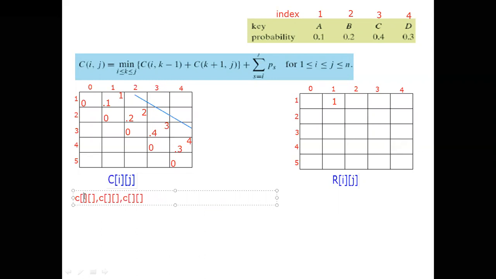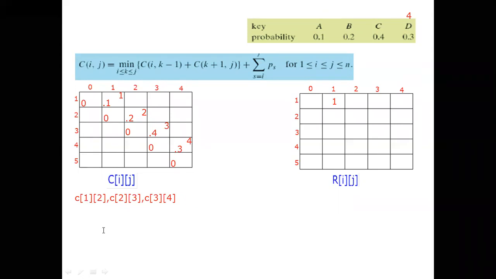Which is the first value? 1, 2. Which is the next value? It is 2, 3. Which is the next value? 3, 4. Right, now I will remove that value. Now it is gone, because I got which values I have to fill. That's why I removed it. Now I will fill one by one.